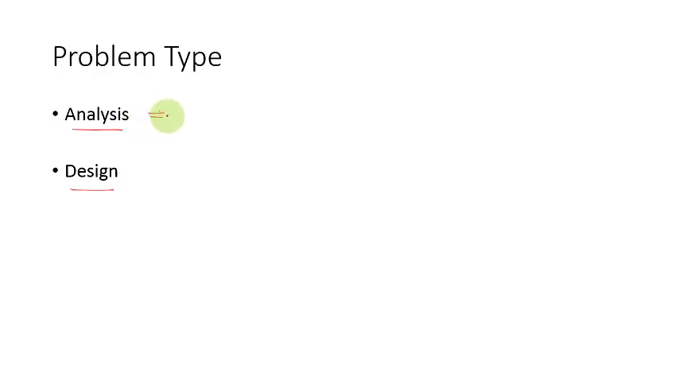Generally, in analysis type, the cross section of the beam will be given or will be provided. Also, you'll find the tension reinforcement AST is also given. Now, with the help of this data, you may be asked to compute the neutral axis depth.